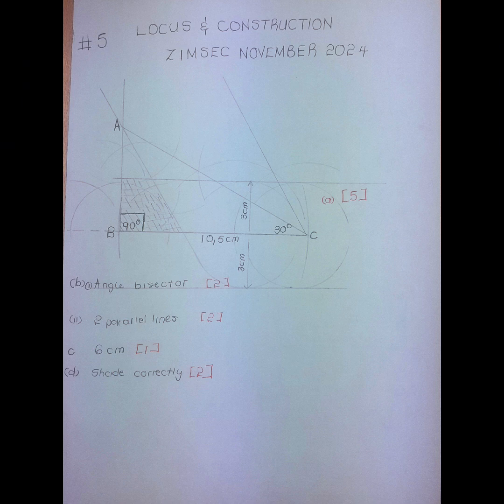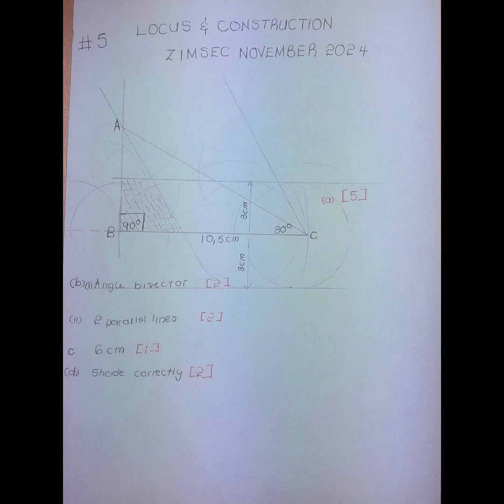And then the locus of points equidistant from AB and AC. We construct an angle bisector. 3 centimeters from BC, we construct 2 parallel lines. Measure and write down the length of AB. It is equal to 6 centimeters. And then a point R is inside the triangle nearer to AB. So it is divided by that angle bisector that is originating from A. So it is supposed to be nearer to AB than AC. And also it is supposed to be less than 3 centimeters from BC. So it is going to be within the parallel line. So that was all about number 5.